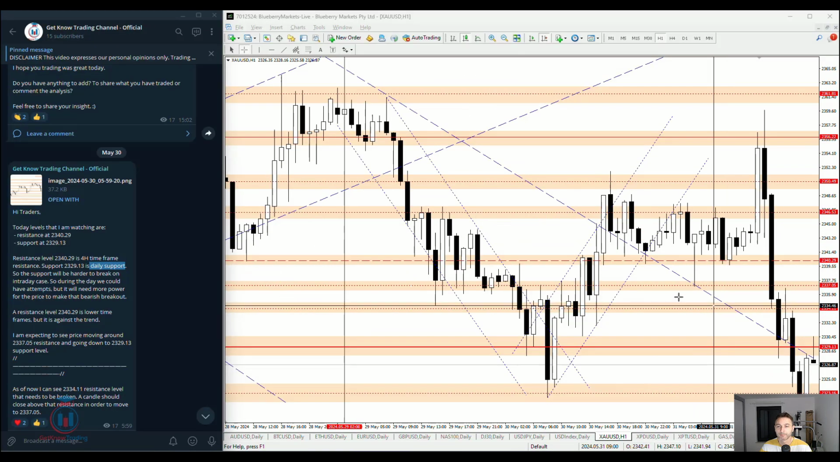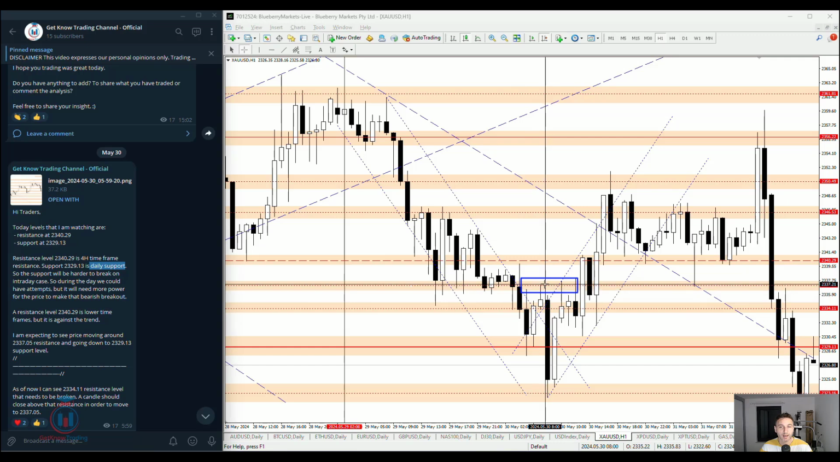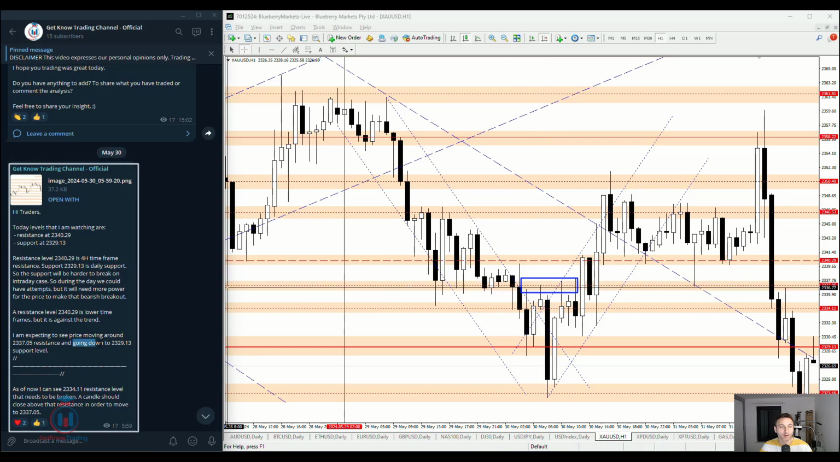2337.05 was here. So the price has moved to the upper side, and then I am expecting that it will go down to the 2329.13 support level, and this is what has happened. The price has reached this area and gone all the way to 2329.13. So this was the third successful trade.